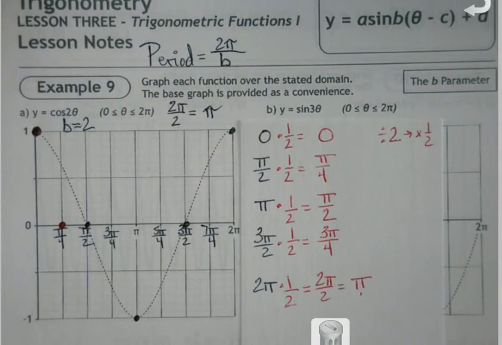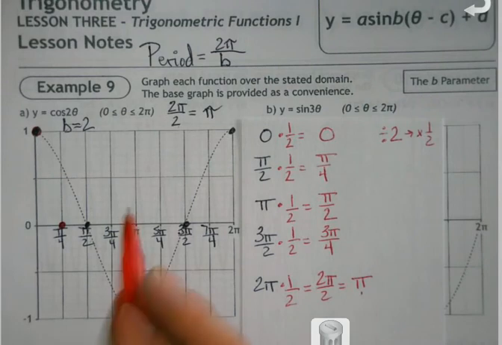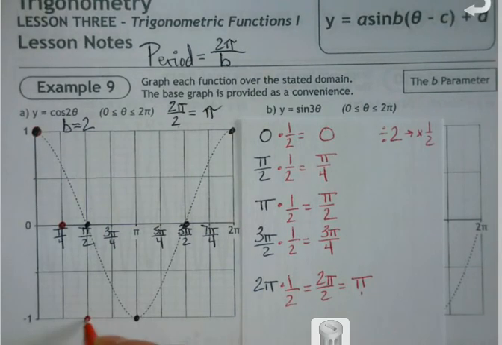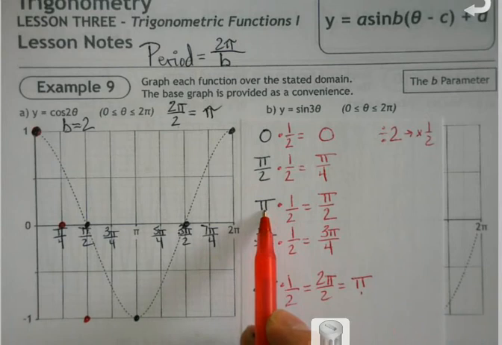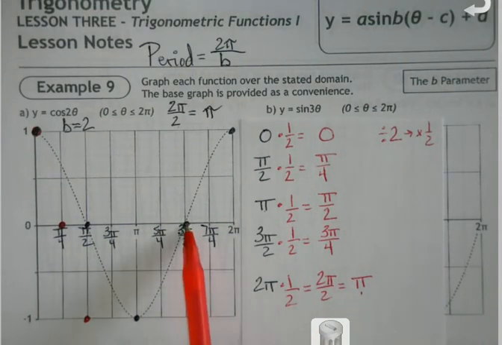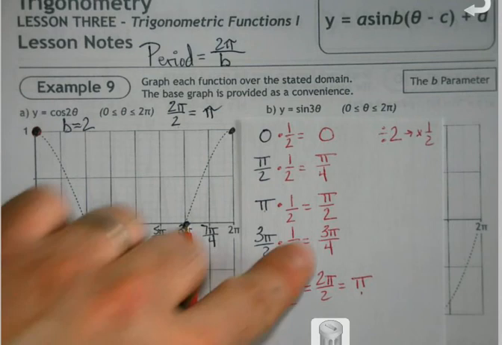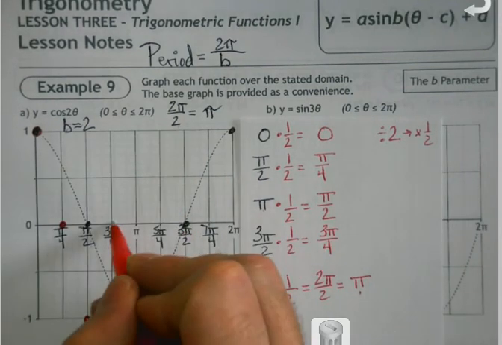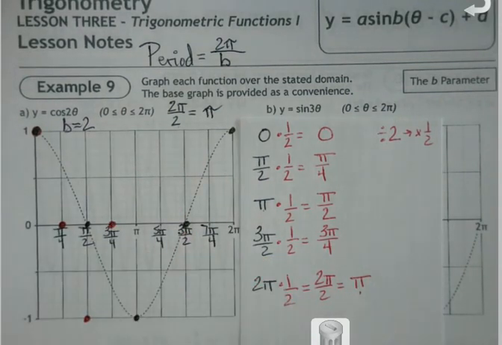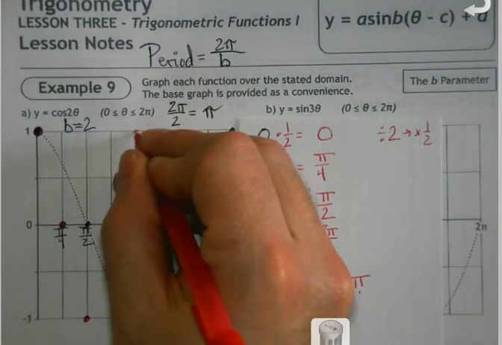We're going to start squishing things. My pi, which was right here, now is going to move over to where pi over 2 is. We're cutting all of these original values that we use in our base graph in half. 3 pi over 2, okay, which was at 0, now it's going to go to 3 pi over 4. And my 2 pi, which was up at 1, is now going to shift over.